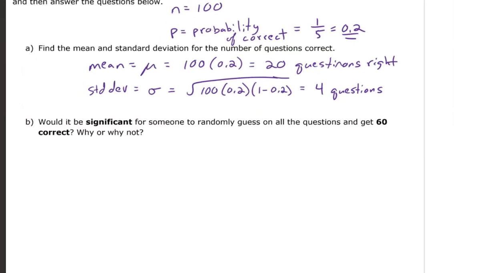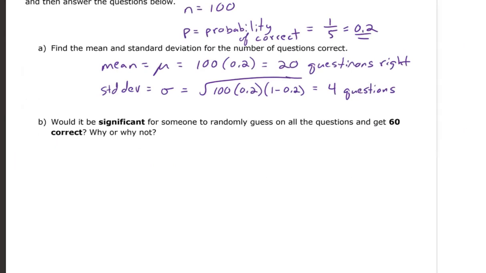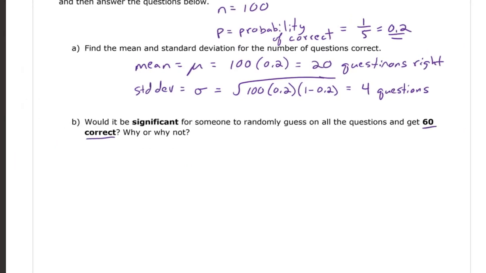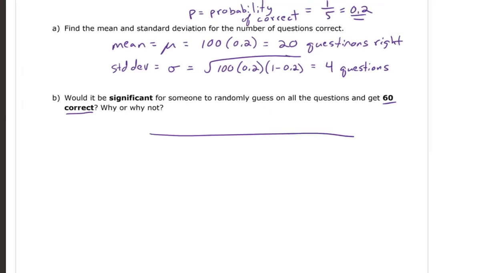And then it says, would it be significant for somebody to randomly guess and get 60 correct? Well, you can use your number line to figure out this one as well. Let's put our mean in the very middle. Mean is 20. When you go 2 standard deviations to the left, you have to subtract 4 twice. So 16 and then 12. That's the mean minus 2 standard deviations. And then when you go forward, 24, 28, that's the mean plus 2 standard deviations.